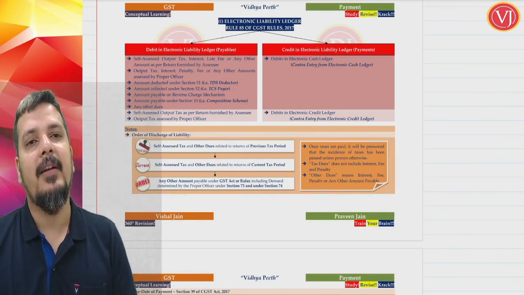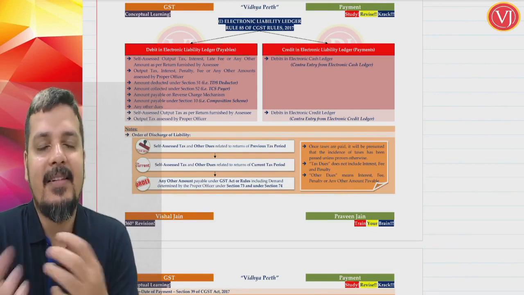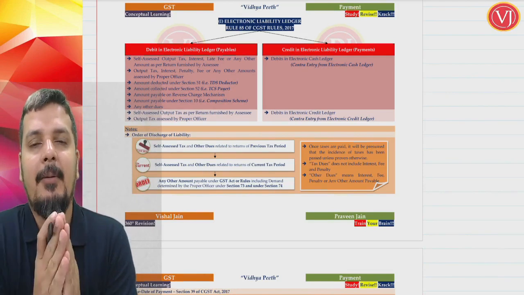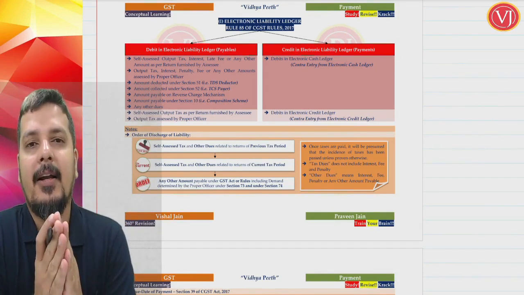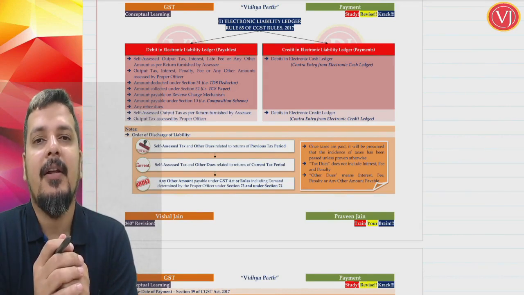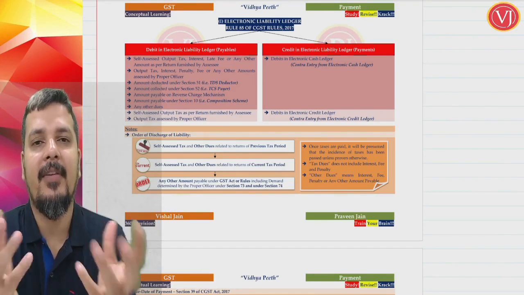What we have done is to make this chapter pretty simple. We have given all these three ledgers. Basically, this chapter initially revolves around your three ledgers: your electronic liability ledger, your electronic credit ledger, and your electronic cash ledger. So what we have done here is, first we have given all these three ledgers in kind of your accounting debits and credits.